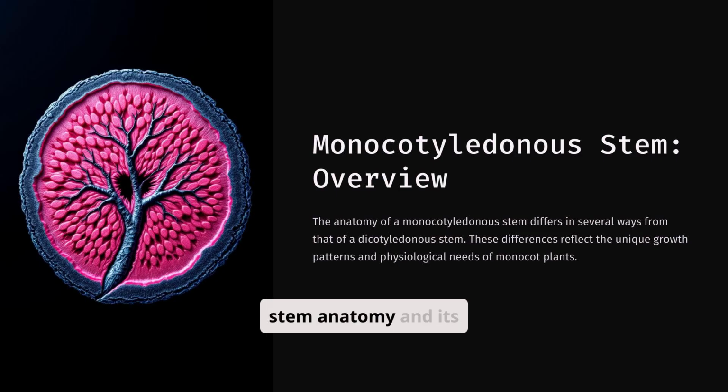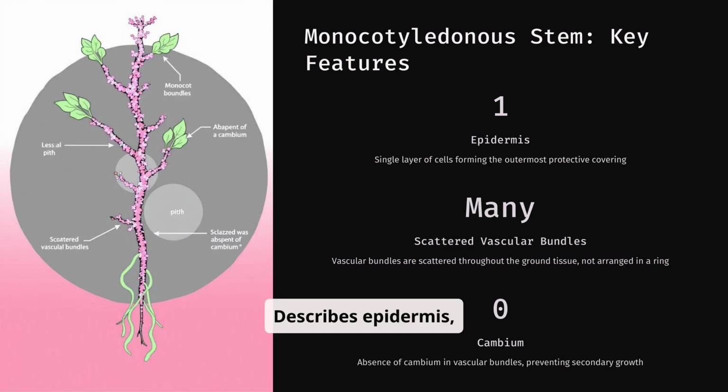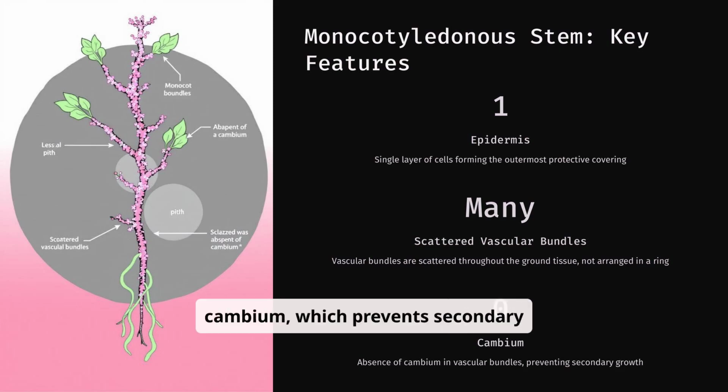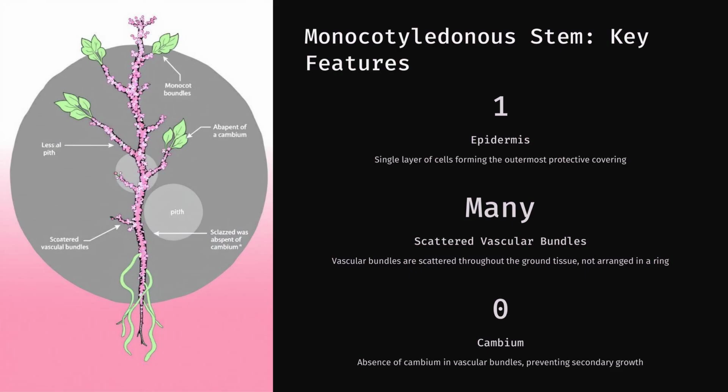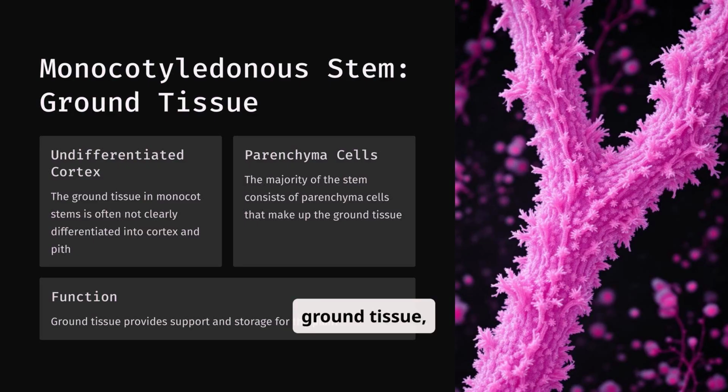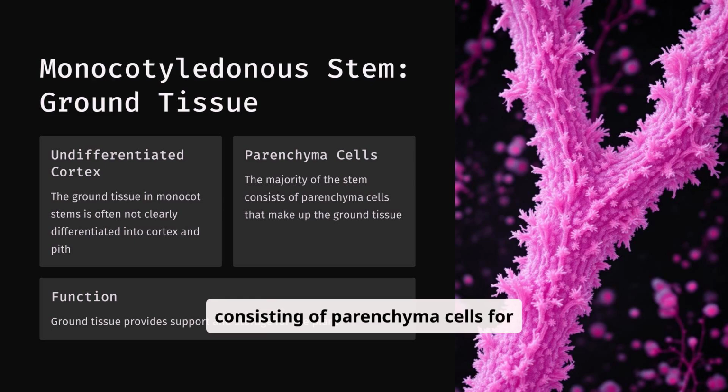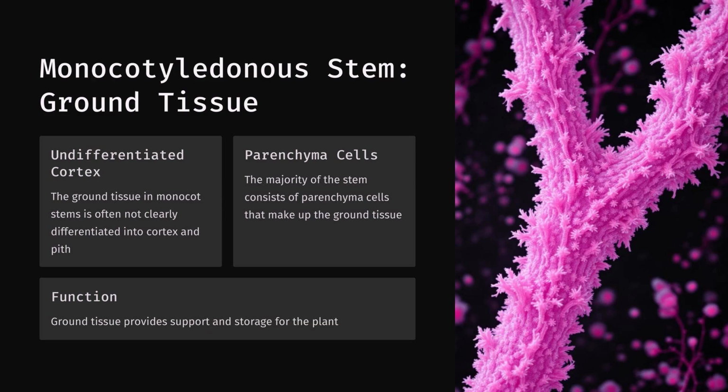Introduces monocot stem anatomy and its adaptations, distinct from dicot stems. Describes epidermis, scattered vascular bundles, and absence of cambium, which prevents secondary growth. Covers undifferentiated ground tissue, consisting of parenchyma cells for storage and support.